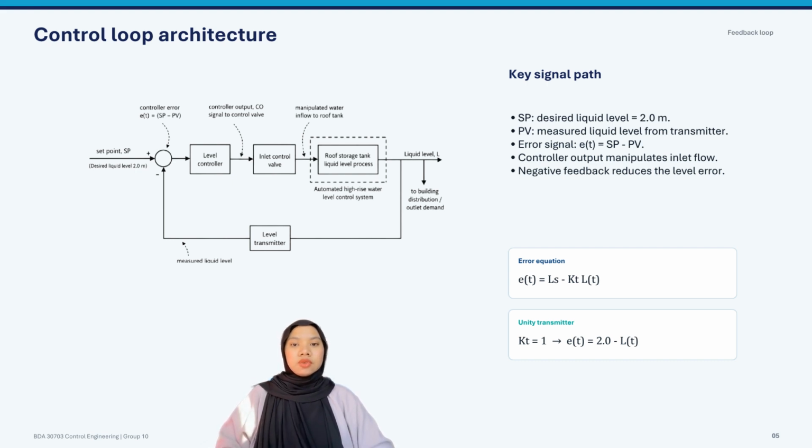The control loop compares the set point with the measured water level to produce an error signal. The controller uses this error to adjust the inlet valve until the water level reaches the desired value. This continuous feedback helps maintain a stable water level.